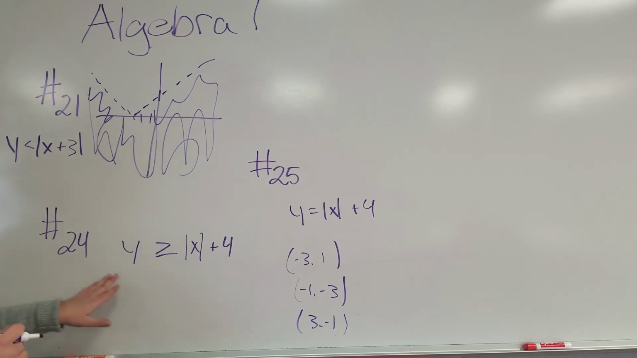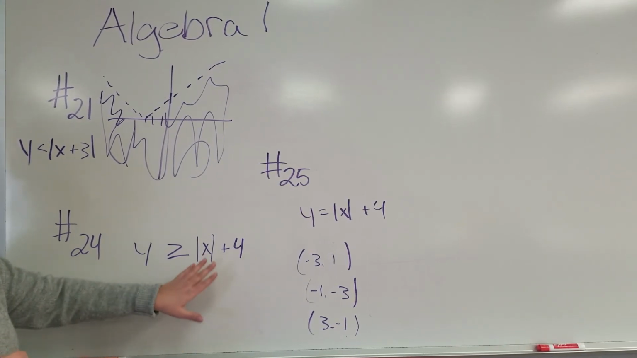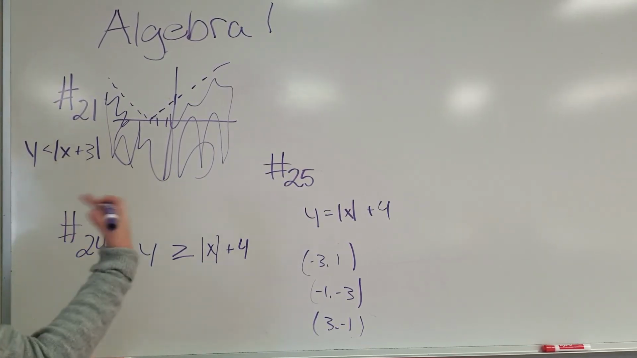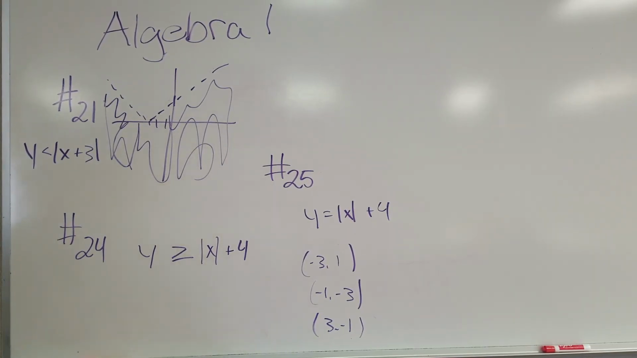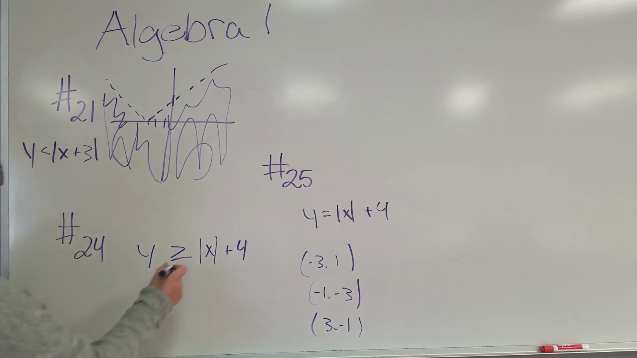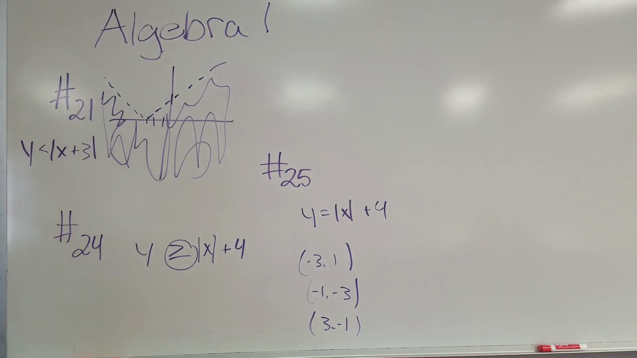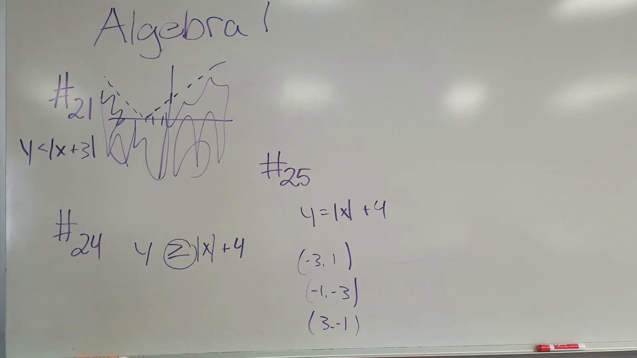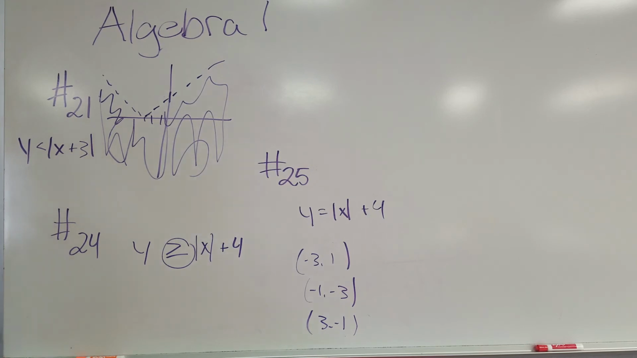Number 24, they want you to tell, okay, what am I going to do with this? So remember, it's added outside, which says up or down, and it's positive, so it's going to move up. So you're going to translate it 4 units up. It's going to be a solid line because of the greater than or equal to sign. And because it's greater than, it's going to be shaded inside the V. Everything in and above it is greater than it.